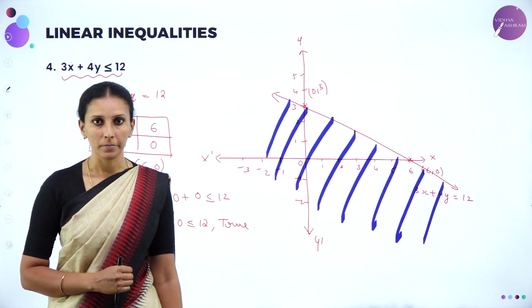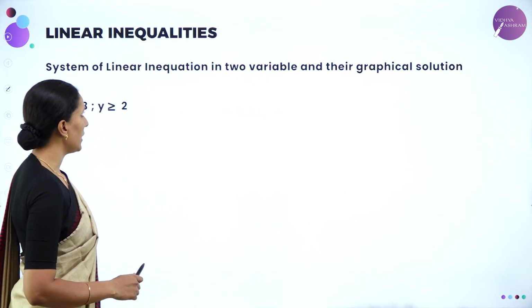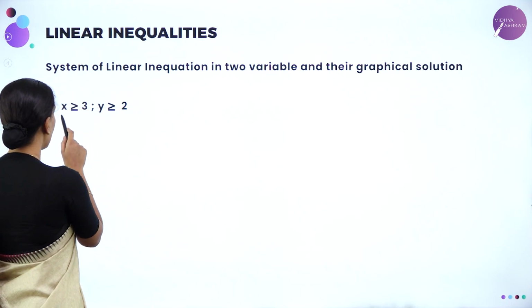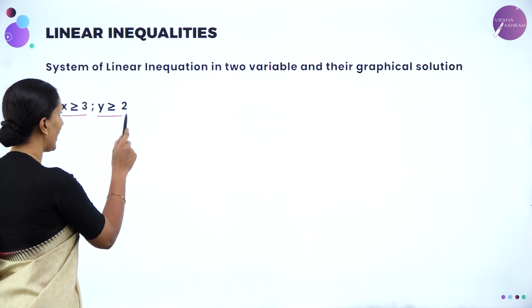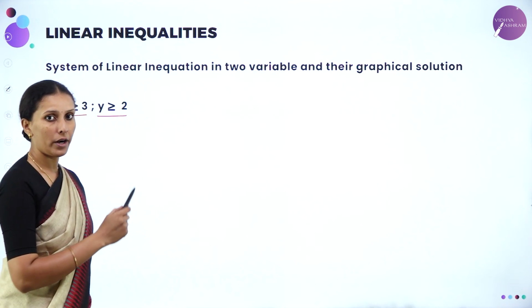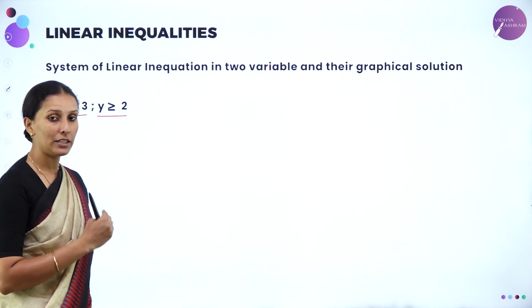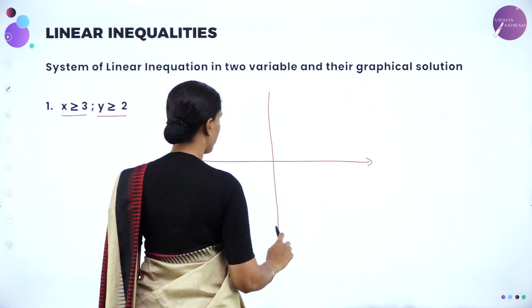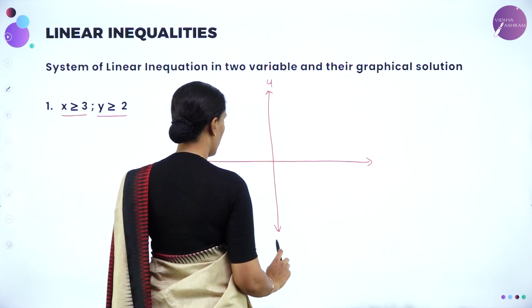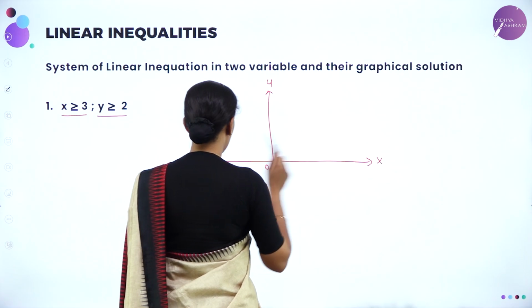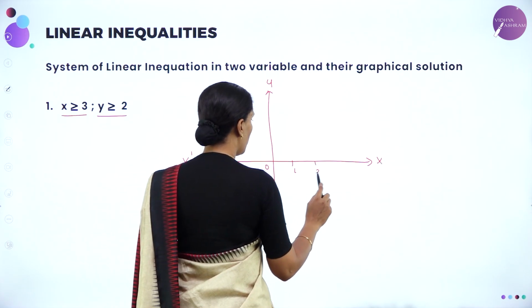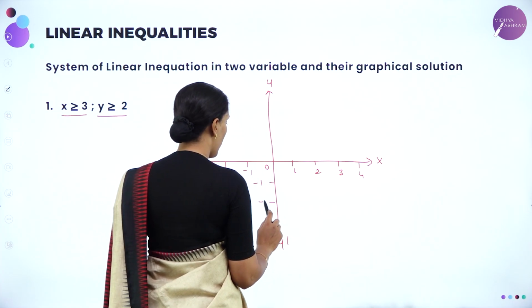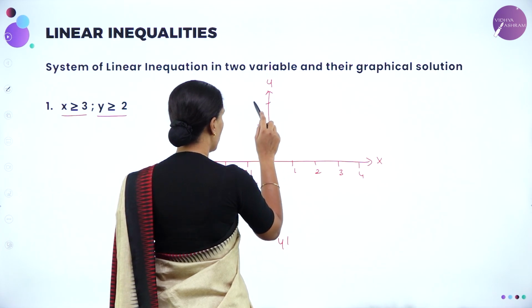Let us take an example. Next is a system of linear inequations in 2 variables and their graphical solution. The first is x greater than or equal to 3, y greater than or equal to 2. In the same coordinate plane, we'll draw 2 lines and find the common solution region. So now let us draw the coordinate plane. Y, y dash, origin, x, x dash. 1, 2, 3, 4, minus 1, minus 2 on both axes.